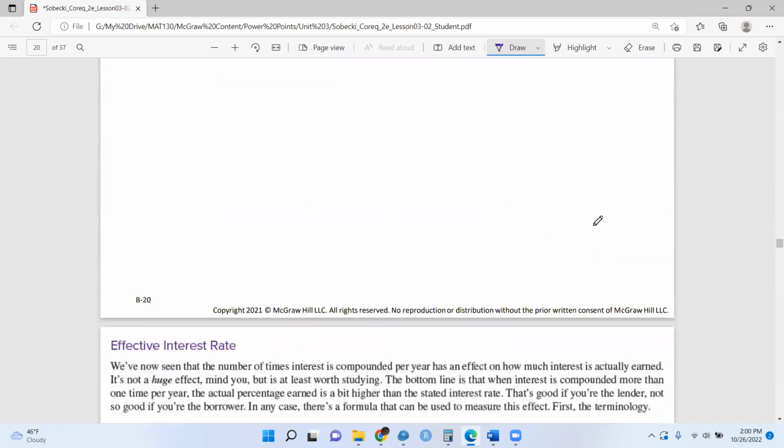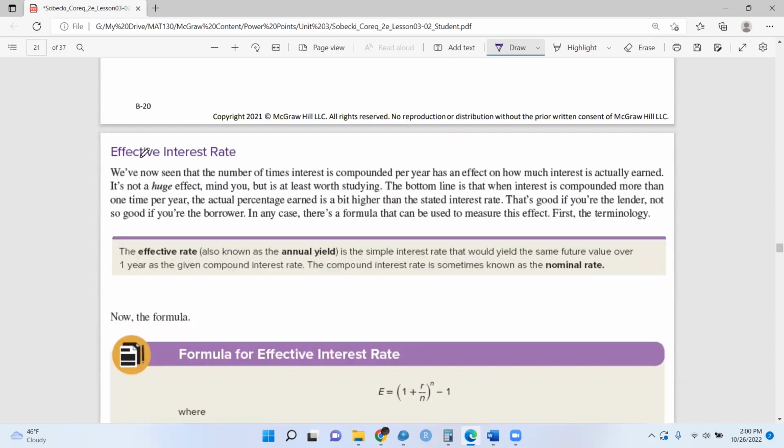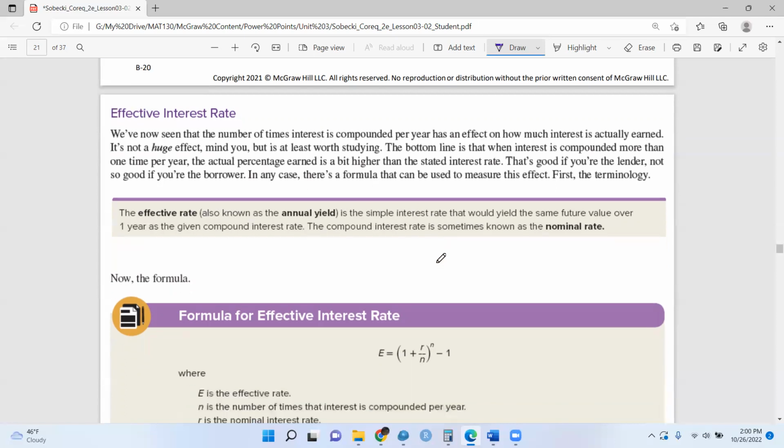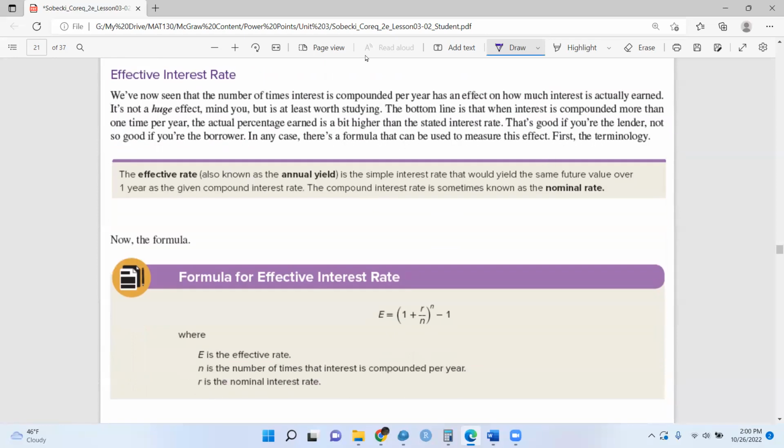All right, so there's another little thing here we're going to talk about right now, and that's called the effective interest rate. And this little formula helps us compare different compound interest rates. So the author says we've seen that the number of times interest is compounded per year has an effect, but how much interest is actually earned? It's not a huge effect, but it is important, especially if you're borrowing. So this is a nice little formula that allows us to compare various compound interest rates.